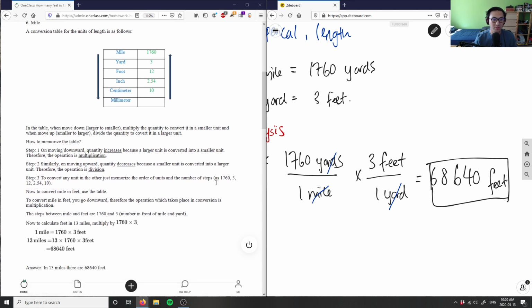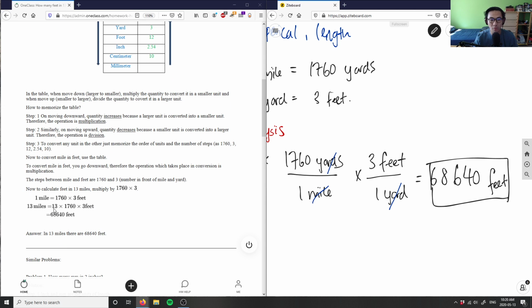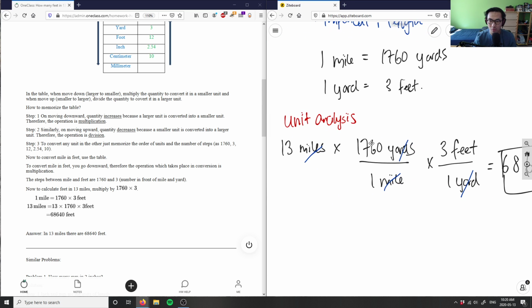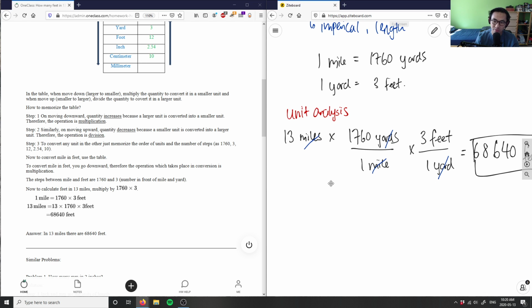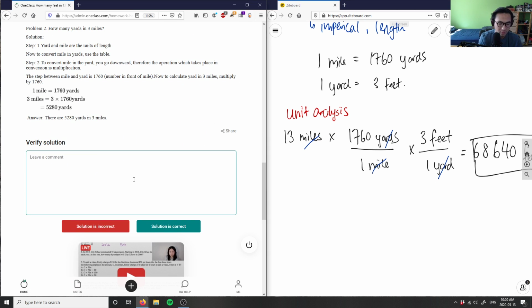68,640. And as you can see, this solution is also correct. 1 mile here equals 1,760 times 3 feet, right? So they say 13 miles equals 13 times 1,760 times 3 feet. And they exactly did what I did here. Although they didn't really include the units here, it's totally fine. They just did it based off this table here. So this solution here is correct. It's a good analysis as well.